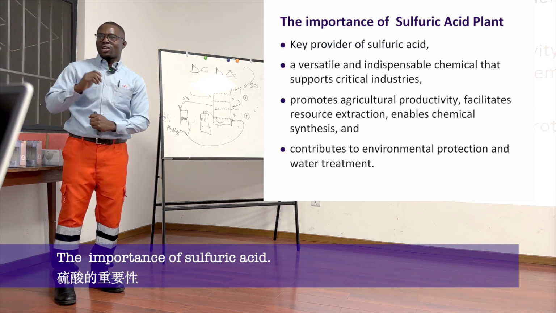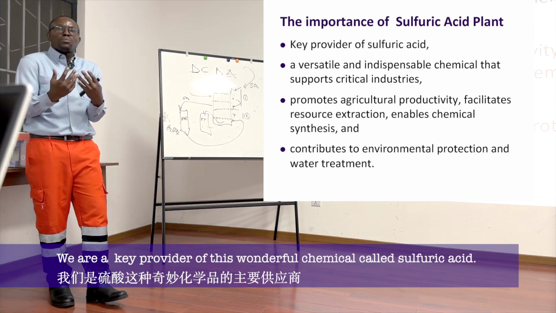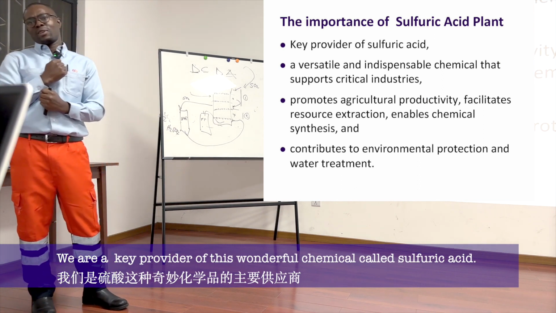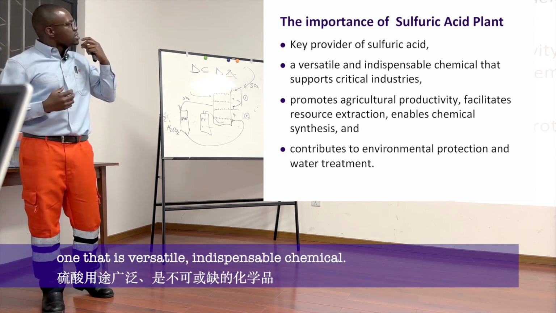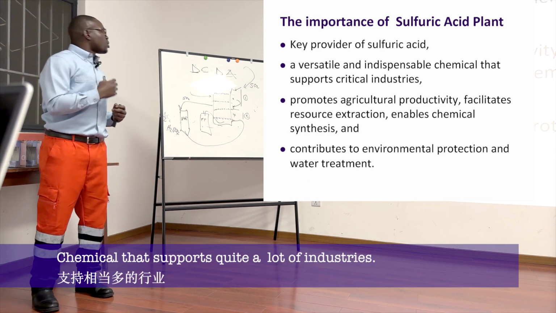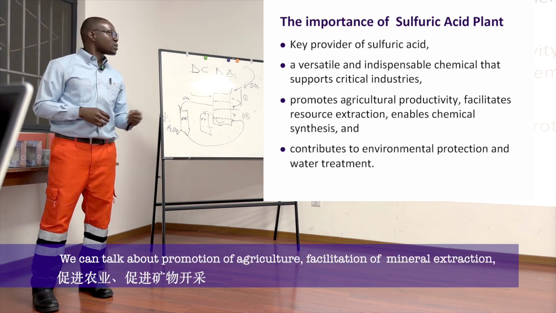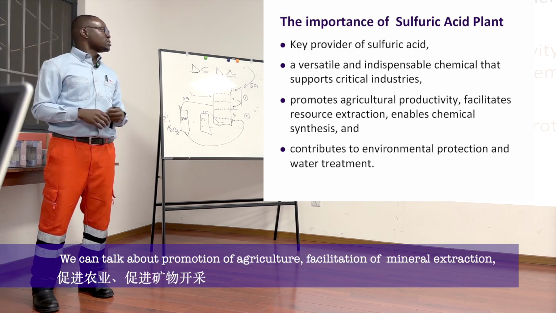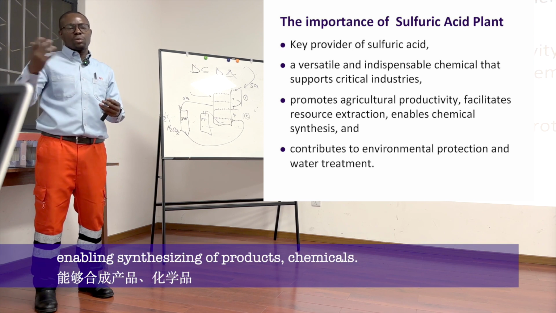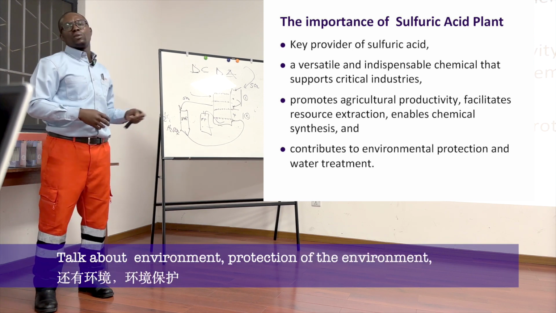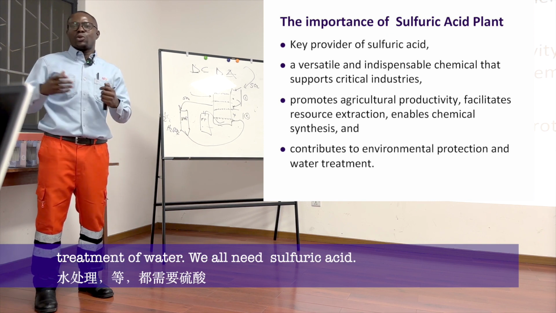The importance of sulfuric acid. Why is sulfuric acid plant important? We are a key provider of this wonderful chemical called sulfuric acid. One that is versatile, indispensable chemical that supports quite a lot of industries. We can talk about promotion of agriculture, facilitation of mineral extraction, enabling synthesizing of products, chemicals, talk about protection of the environment, treatment of water. We all need sulfuric acid.